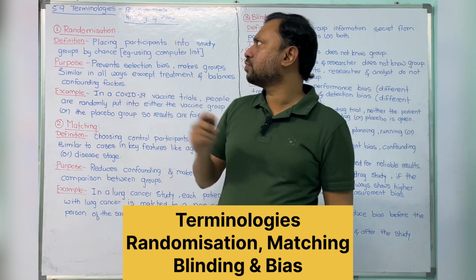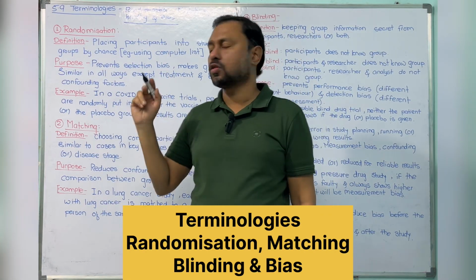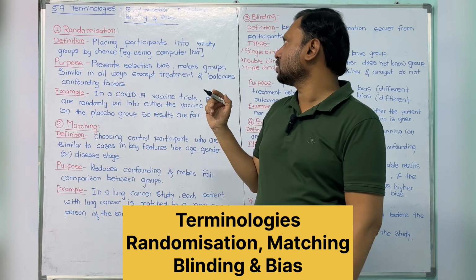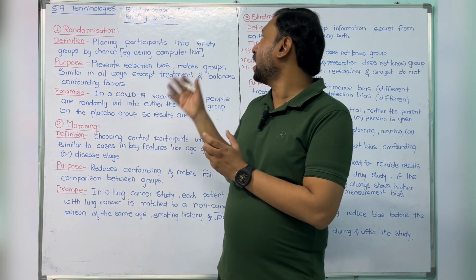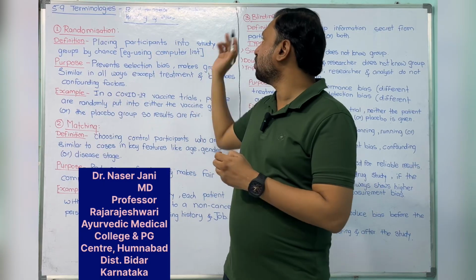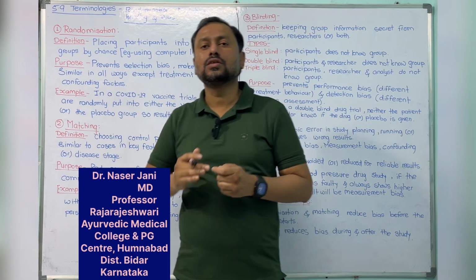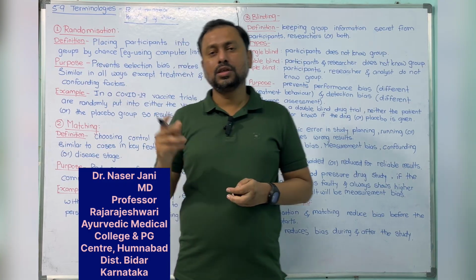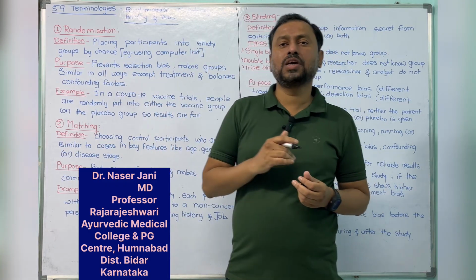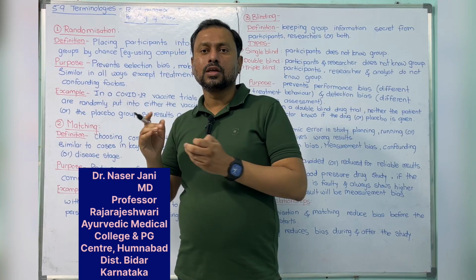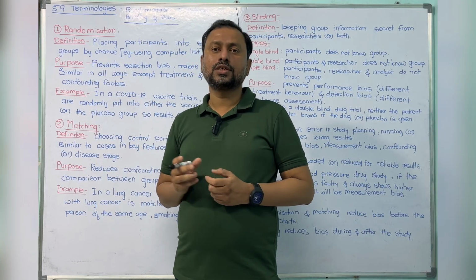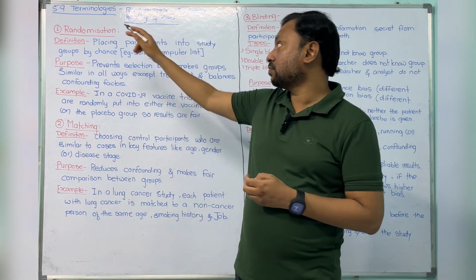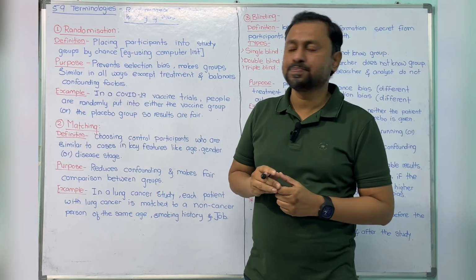In today's class, we will study the terminologies of randomization, matching, blinding, and bias. What is meant by randomization? What is meant by matching, blinding, and bias? These terms we will study with examples in today's class. This topic is present in the BMS third phase syllabus in the research methodology subject, the fifth chapter, ninth topic.